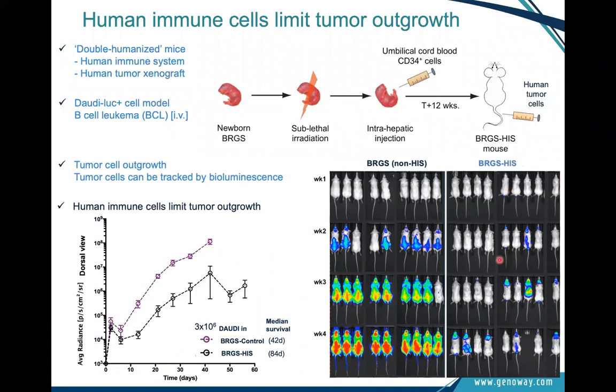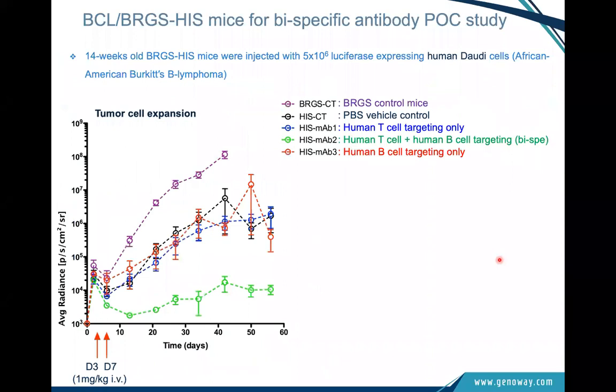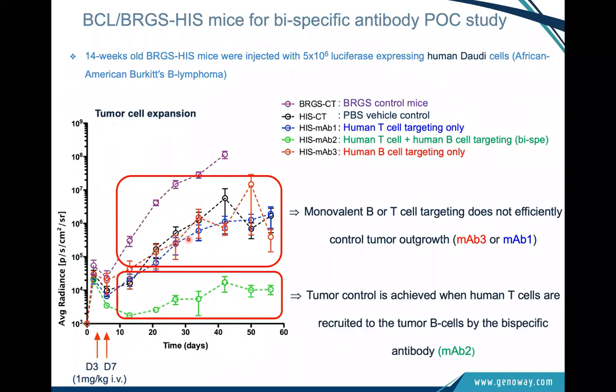These mice were then treated with a bispecific, and they had here 3 antibodies: a bispecific which recognized a T cell and a B cell antigen, and the monovalent version of each arm of this bispecific. And as you can see, the monovalent version does not work better than the immune system alone in black here, whereas the bispecific does work.